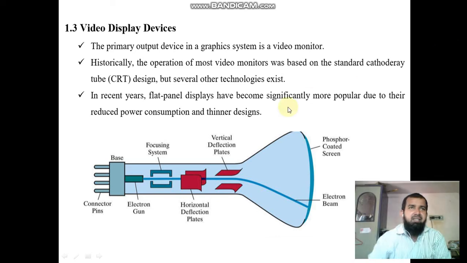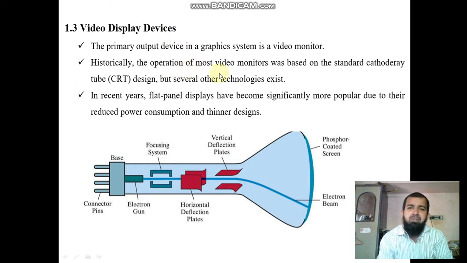Hello friends, next part in computer graphics is video display devices. The primary output device in a graphics system is the video monitor. Monitor is one of the output devices. There are many output devices like speaker, printer, plotter. Here we are discussing the video display device, which is the monitor.